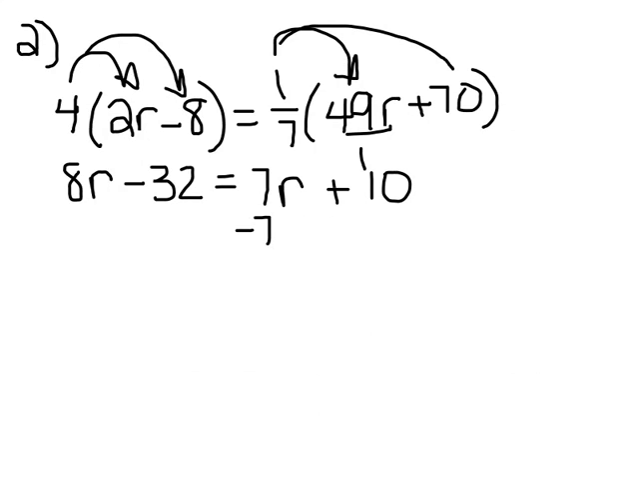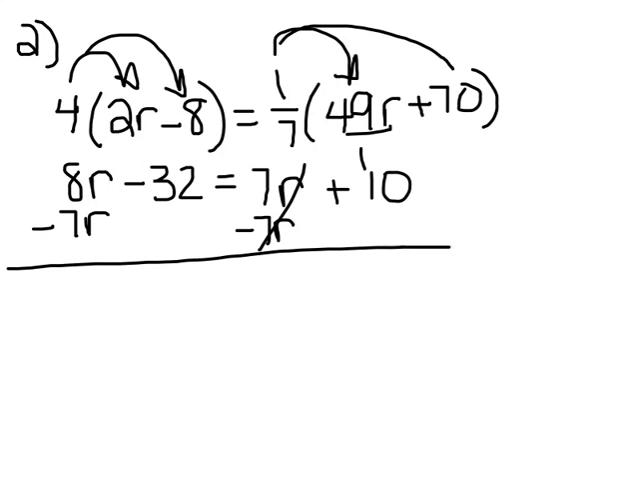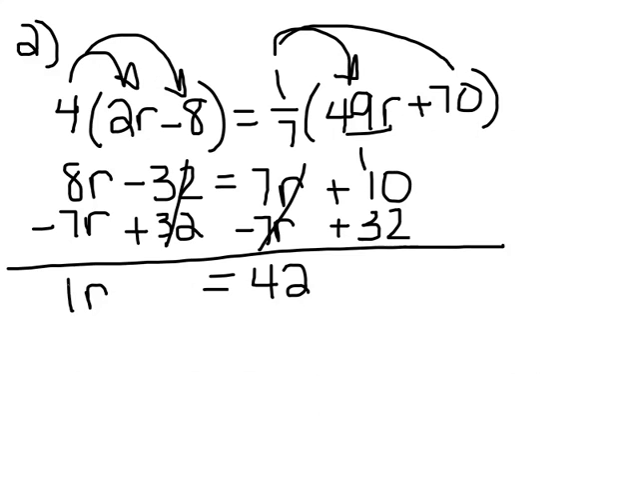I'm going to move this 7r to the left side. The 7r's cross off. We have 8r minus 7r, which is 1r. Now we're going to move our numbers to the right side. We have 10 plus 32, which equals 42. So r equals 42, or 1r equals 42.